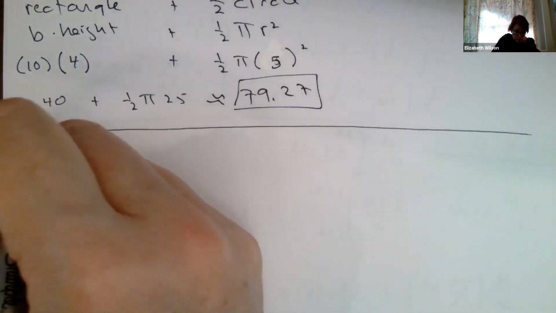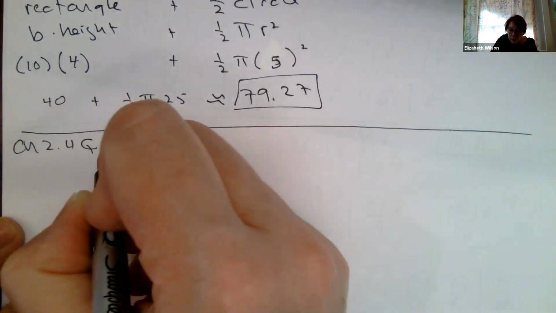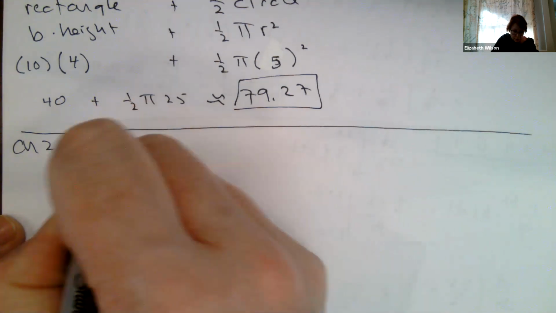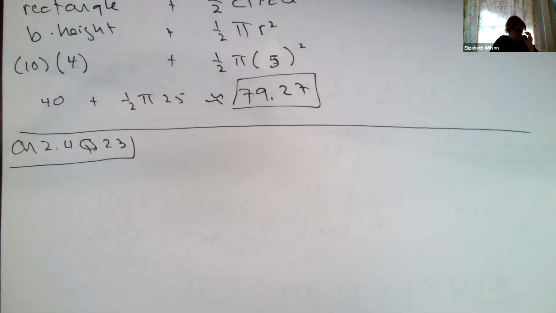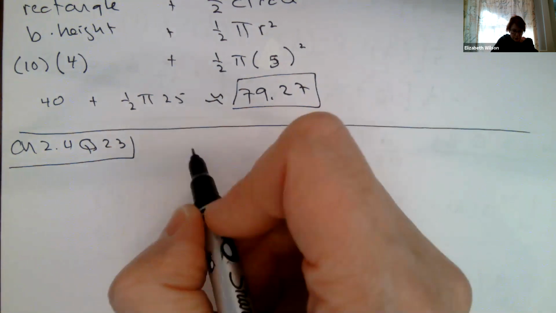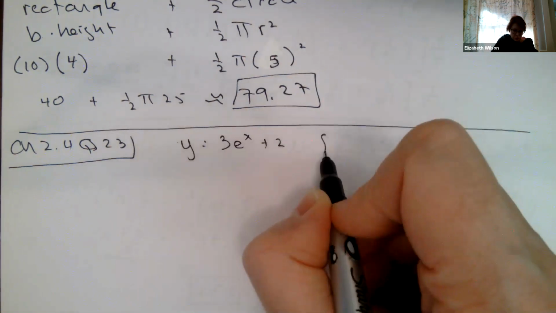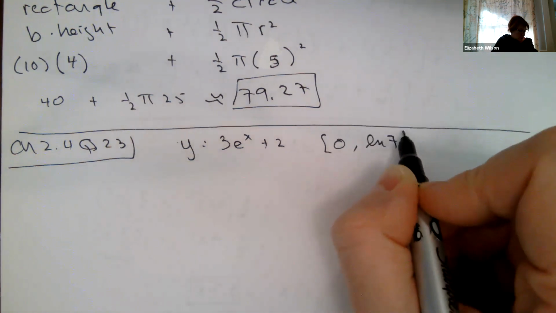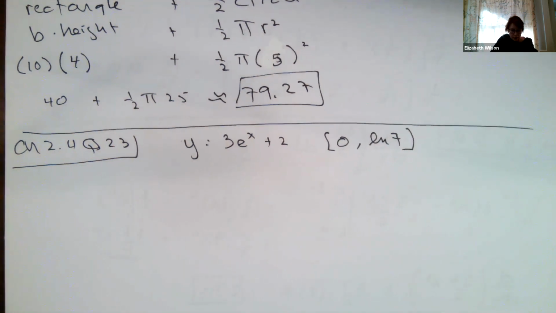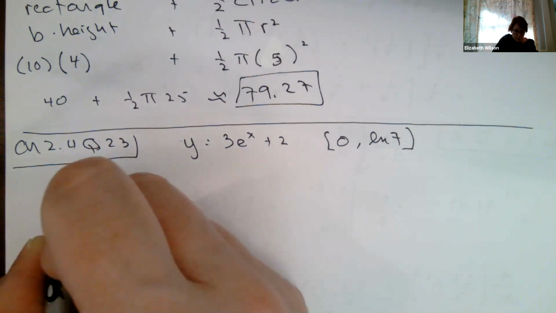So this is chapter 2.4 and we're going to do question 23. Okay, so question 23 says, what's the area under the graph y equals 3e to the x plus 2, and we're going to go from 0 to ln of 7. Okay, so that means I'm going to set this up as 0 to ln of 7.